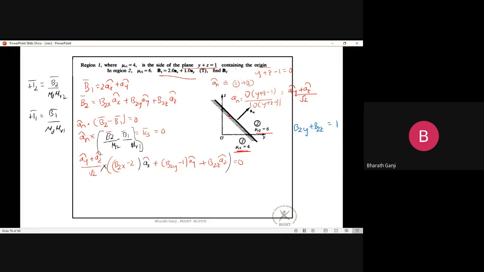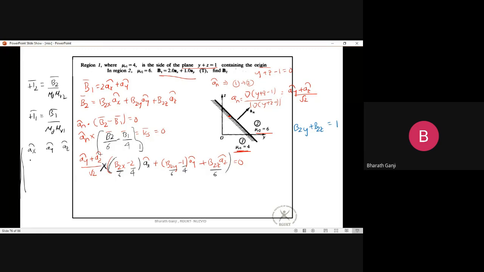So what happens here is, in the denominator you get mu r2, which is 6, and mu r1, which is 4. So here you get a 6 and here you get a 4, here you get a 6 and here you get a 4, here you get a 6. Now you have to take the cross product. The cross product is a bit scary one. So for the cross product, take ax cap, ay cap and az cap.